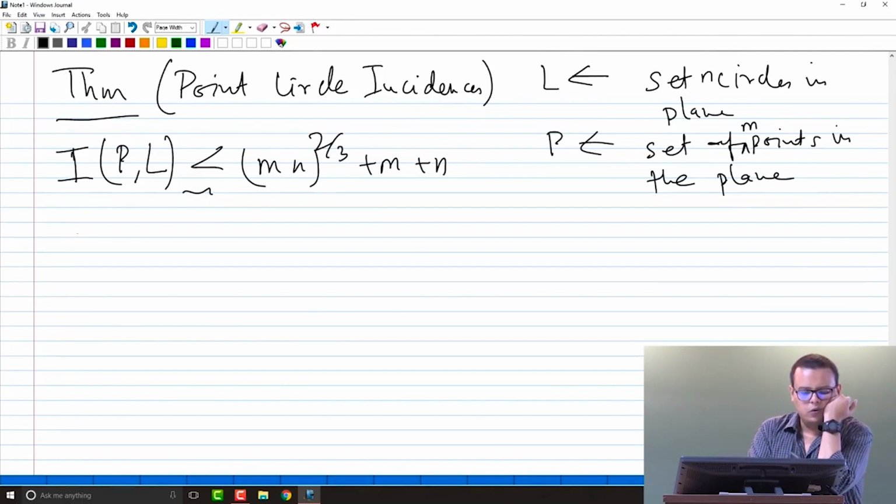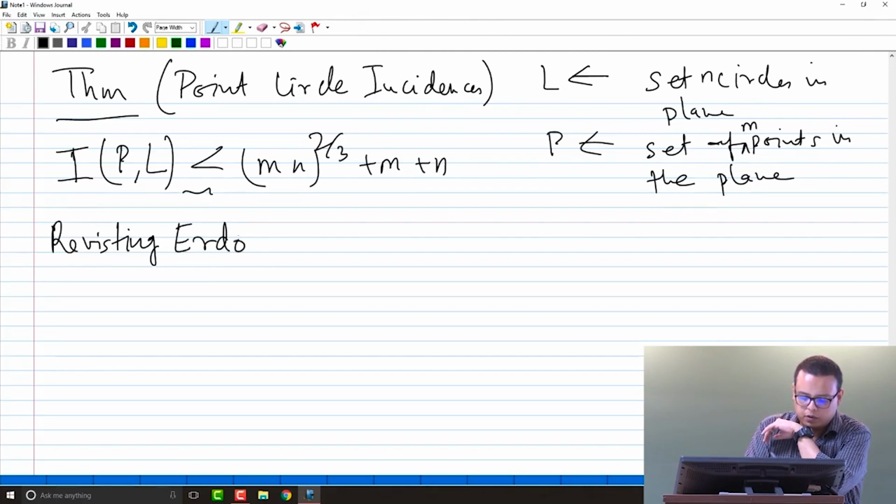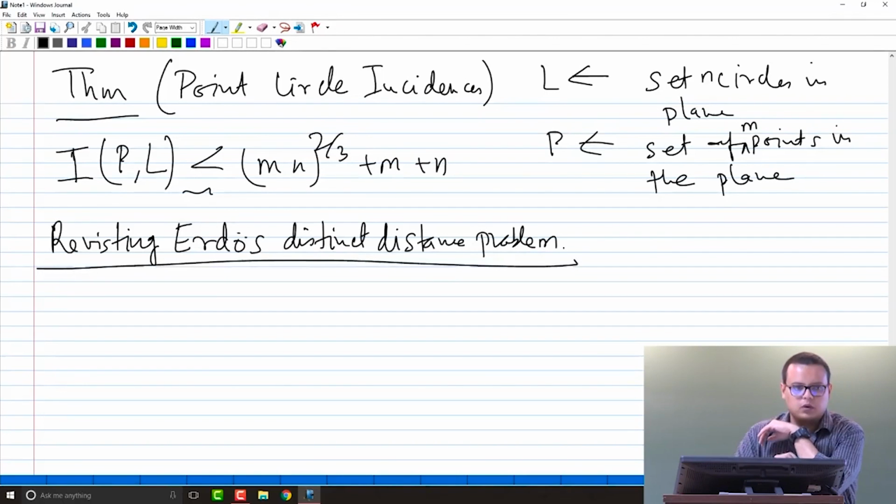Okay, good. Let us revisit Erdős's distinct distances problem. We have not proved anything other than the Szemerédi–Trotter bound in the discrete setting, so let us try to get a bound for this. What was the question? Given n points, I want to know how many distinct distances they can generate.